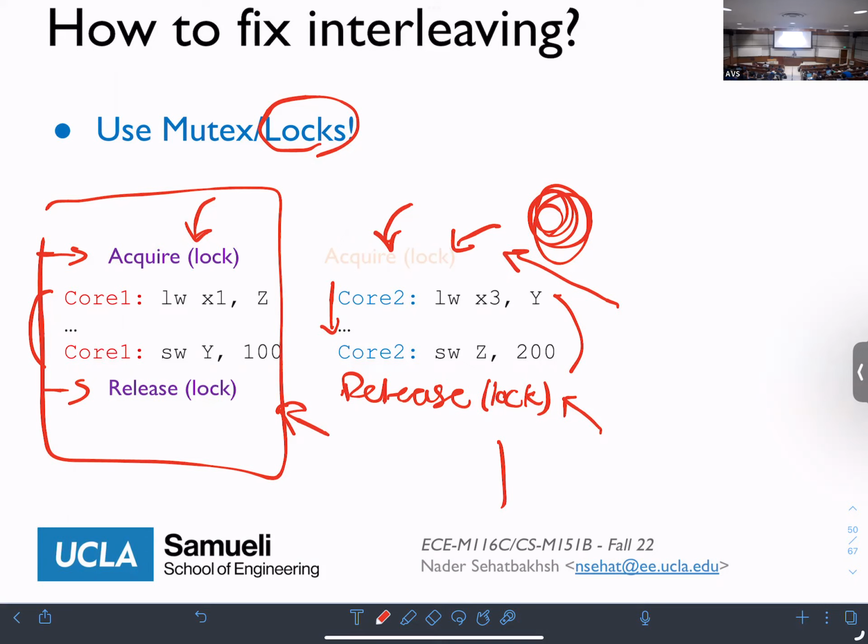And remember, what we are doing is that we have acquire and release as two different functions for getting and releasing the lock. And anything that happens in between these two is basically the part that is going to be mutually exclusive. All right. Only one core can run this, and everybody else has to wait. Okay.